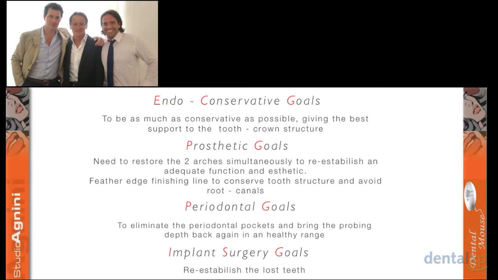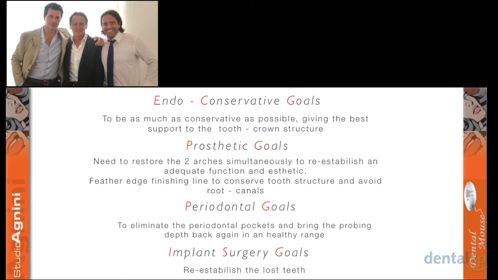Only if there was really the need of doing the root canal of these teeth, we're going to do it. Even with our preparation, we're going to try to be as conservative as possible in order not to do too many root canals on this patient. So we try to be as conservative as possible from that point of view too. Our prosthetic goals are, of course, to restore the two arches simultaneously to establish adequate function and aesthetics for our patient.